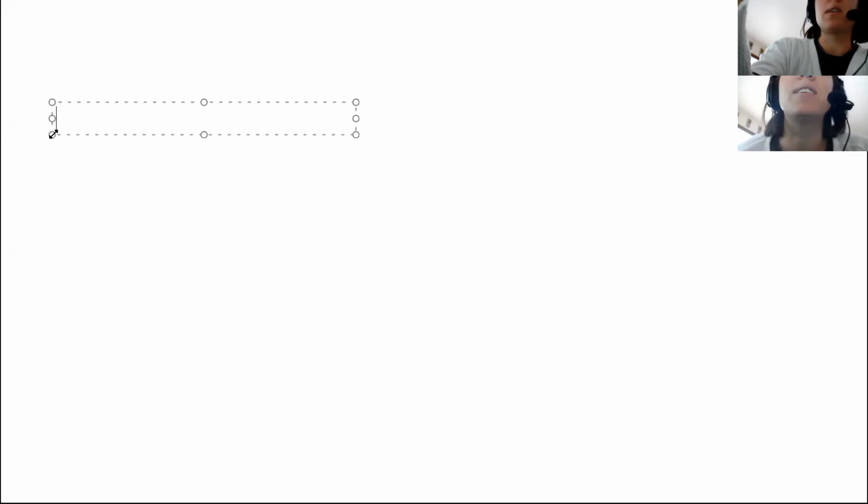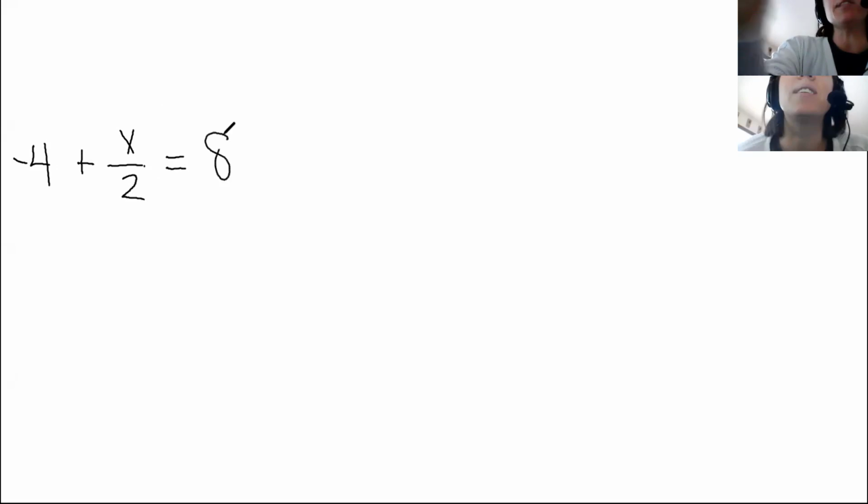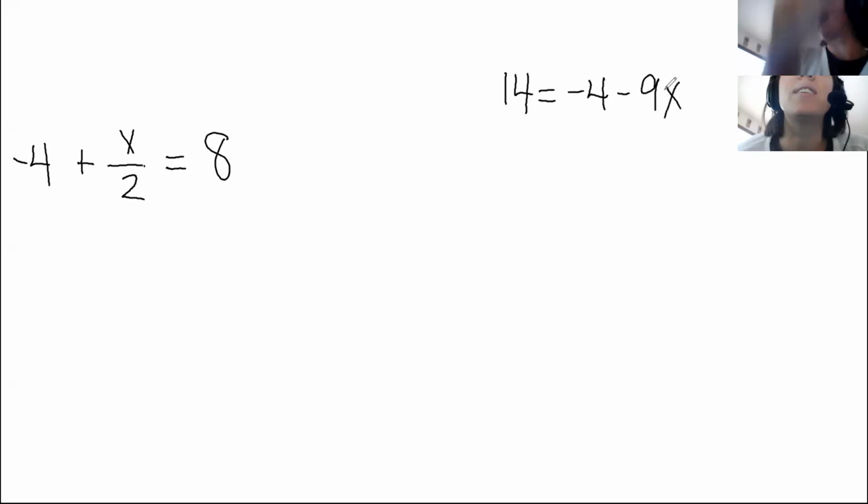That is so cool. So I'm going to share the whiteboard and I'll give you guys your equations. I'm actually going to write this one. You're going to do -4 plus x divided by 2 equals 8. And then you're going to do 14 equals -4 minus 9x. Cool.